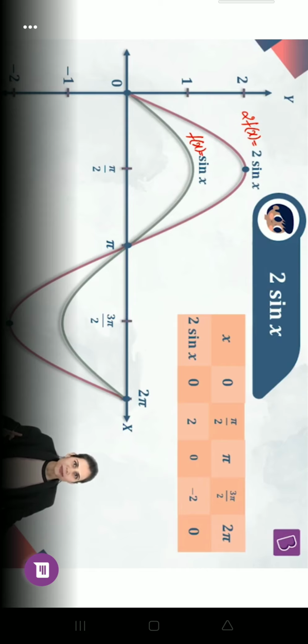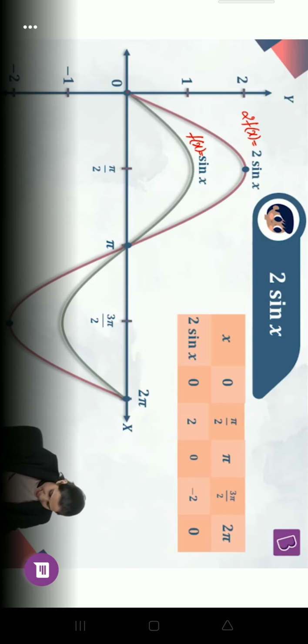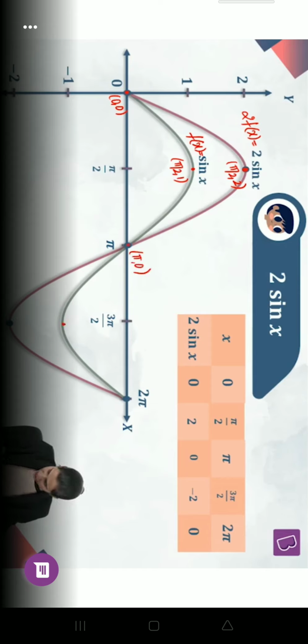What am I wanting to deliver from marking these coordinates, which are lying on both the graphs? I'm just trying to make a point here that if x, y belongs to the graph of sine x, then x, 1 by 2 times y, that means x, half times y will belong to the graph of half times sine x. That means, to be precise, if you shrink the graph of sine half times along the y-axis, you will get the graph of half sine x.